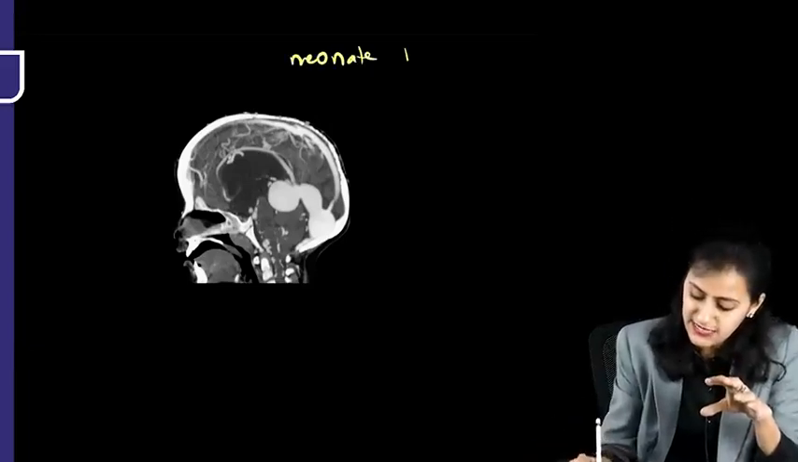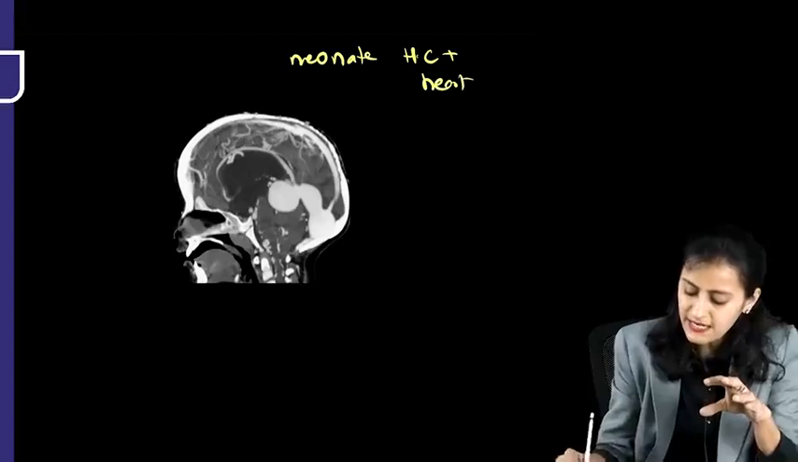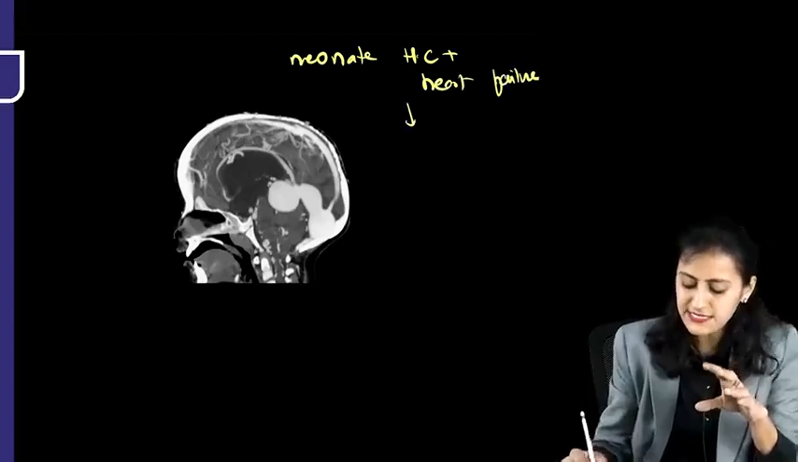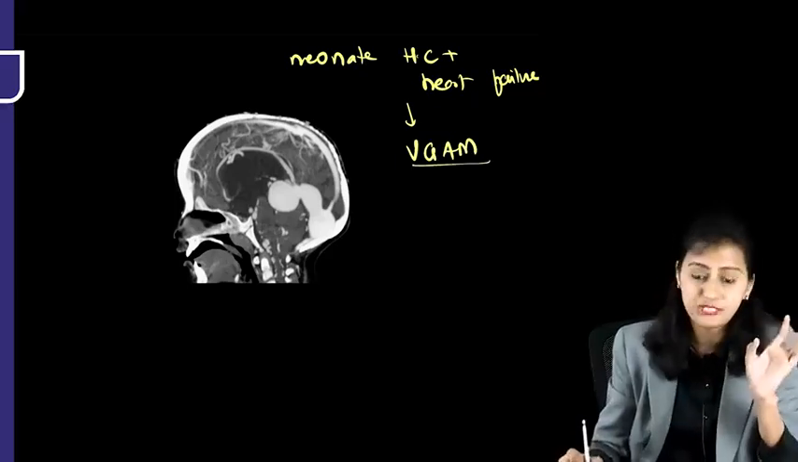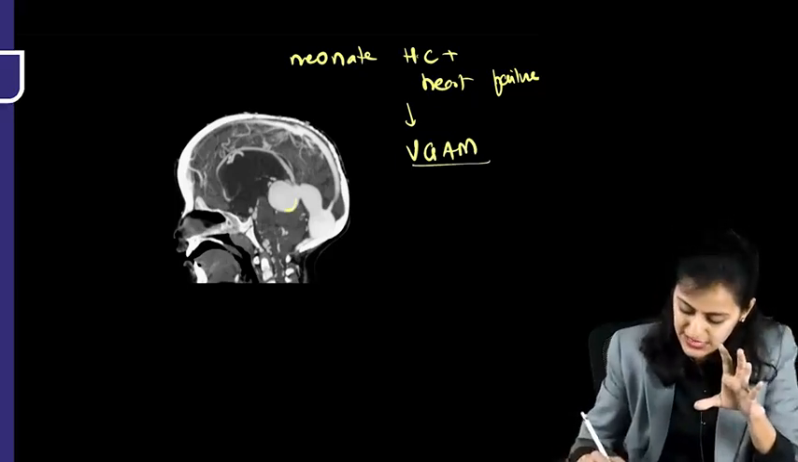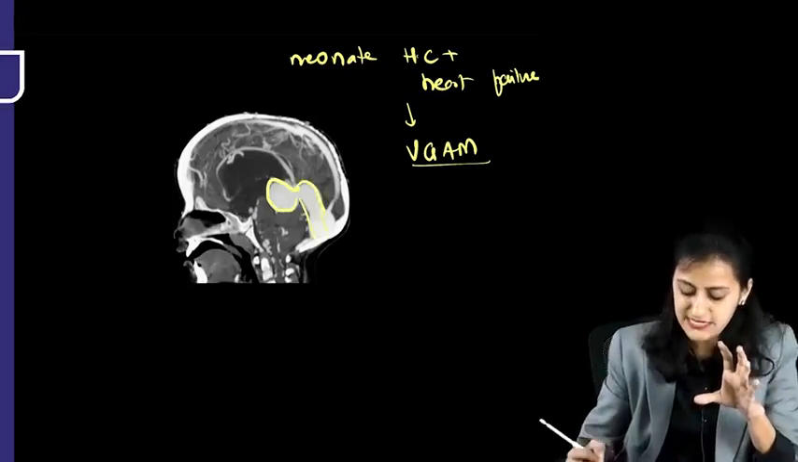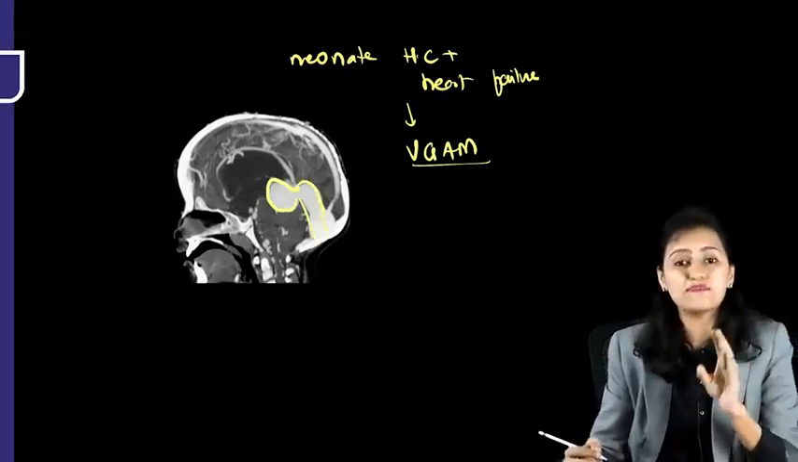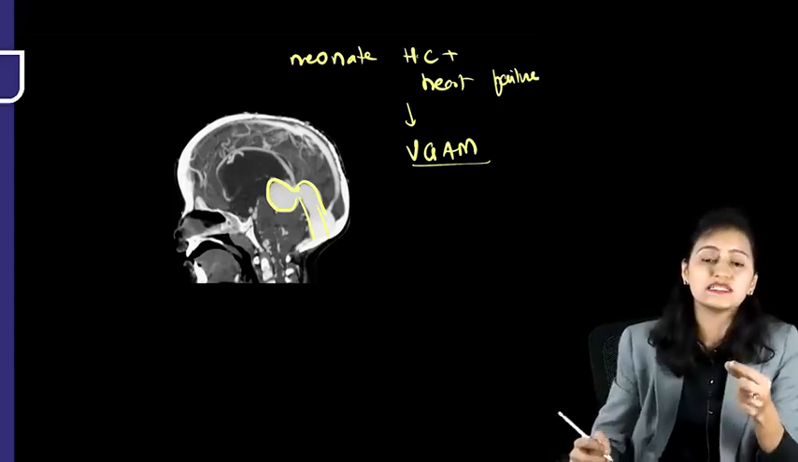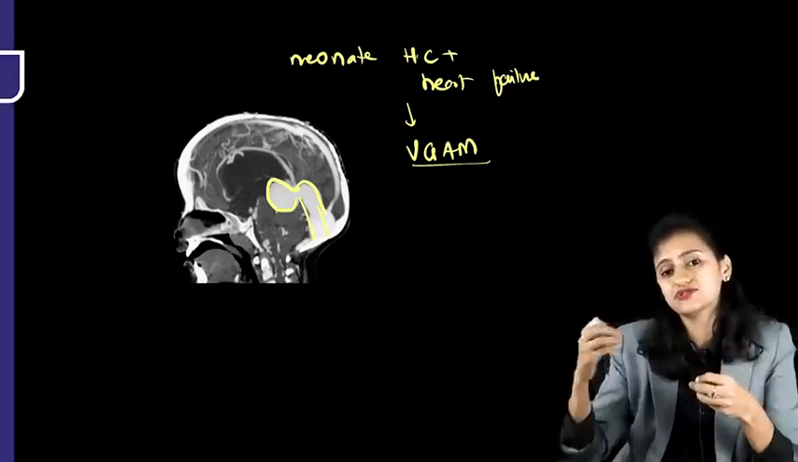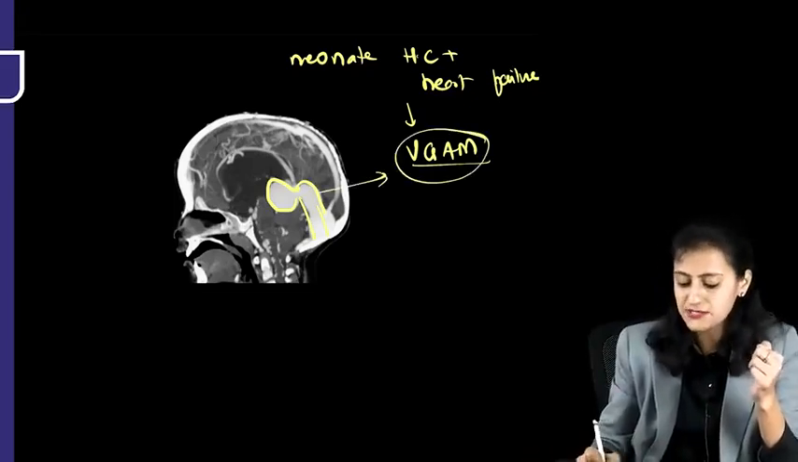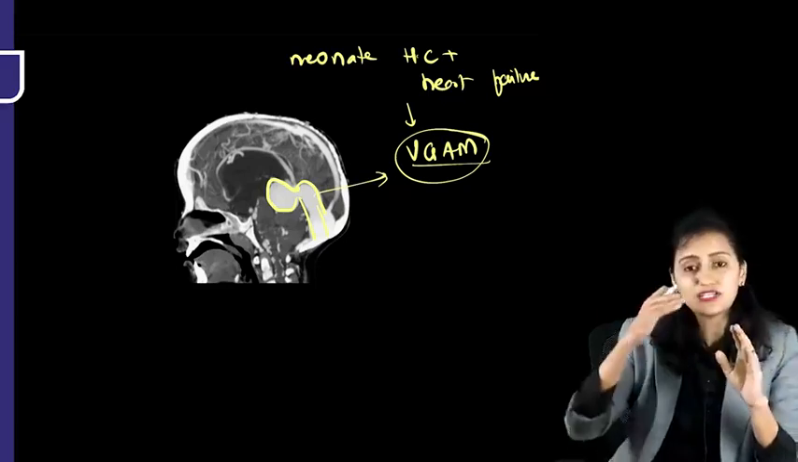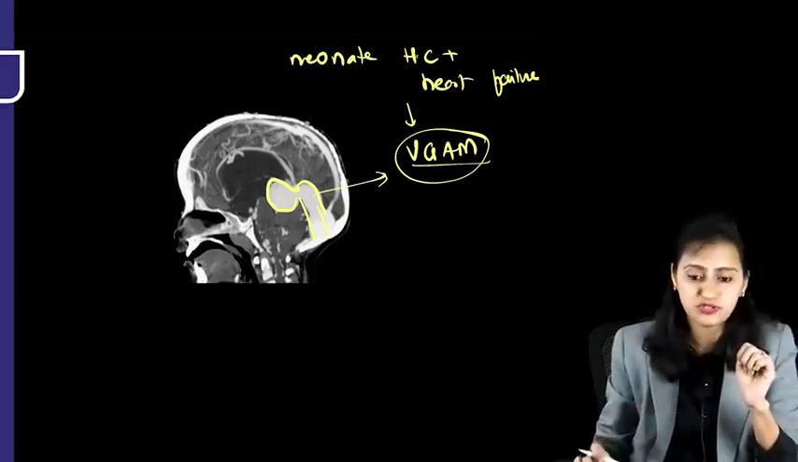Next one, what is this? If I tell you that this is a neonate with a classical history of hydrocephalus and heart failure, the history is enough to make a diagnosis of vein of Galen aneurysmal malformation. Right, classically it will show this dilated vessel draining into the straight sinus. This is the vein of Galen malformation, which actually is the AV fistulas draining into the precursor of vein of Galen. Okay, so this is vein of Galen aneurysmal malformation. Classical image, sagittal in the midline, you would see this structure.